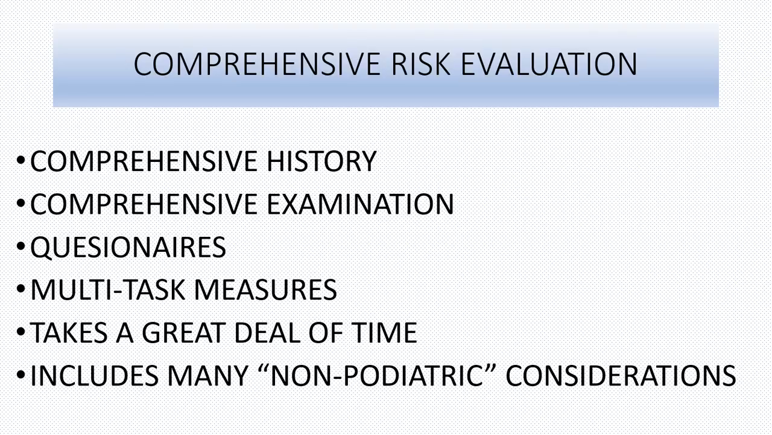Of course, one can go on to perform a comprehensive risk evaluation, and this includes a comprehensive history, a comprehensive examination, the filling out of various questionnaires and multitask measures. And this generally takes a good deal of time. It involves the evaluation of posterior column function, eye function, vestibular function, examination of the central and peripheral nervous system. And I don't think most podiatrists are going to be completing a more comprehensive risk evaluation, and the simple task assessments and the simple screens are adequate. And I will do these things.